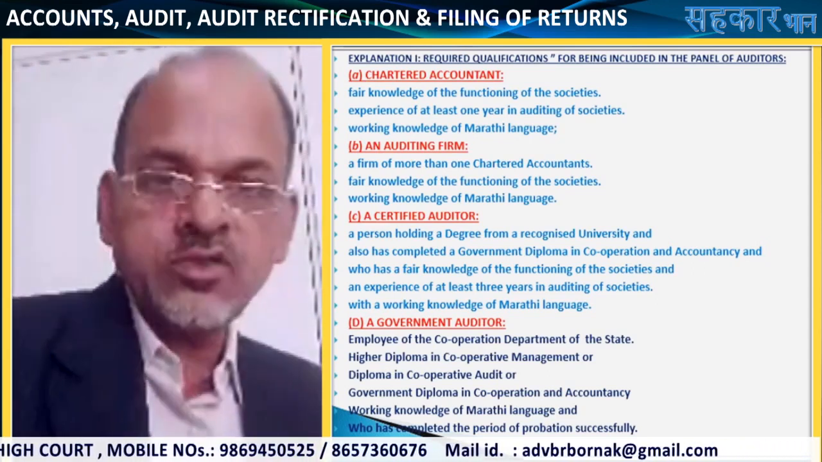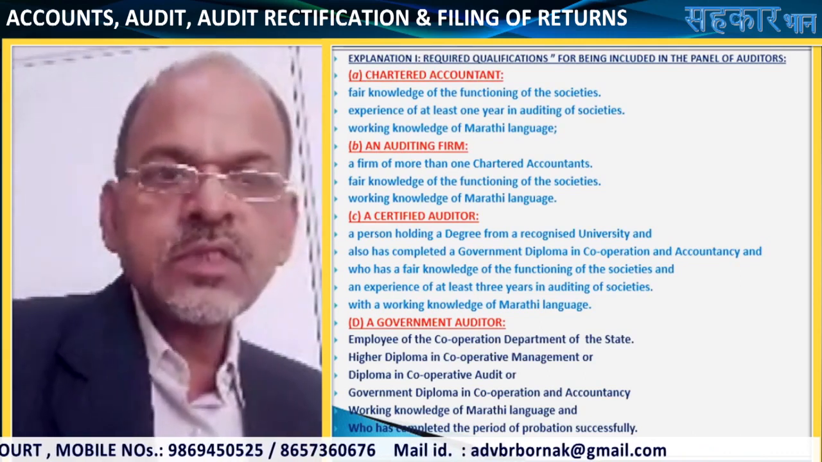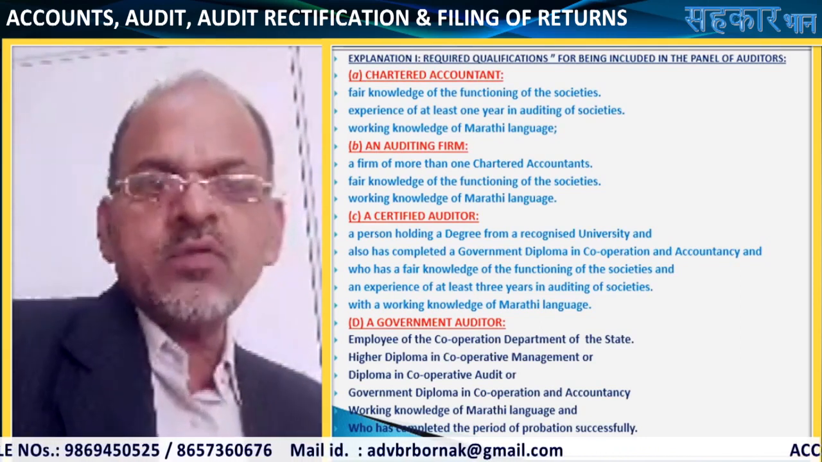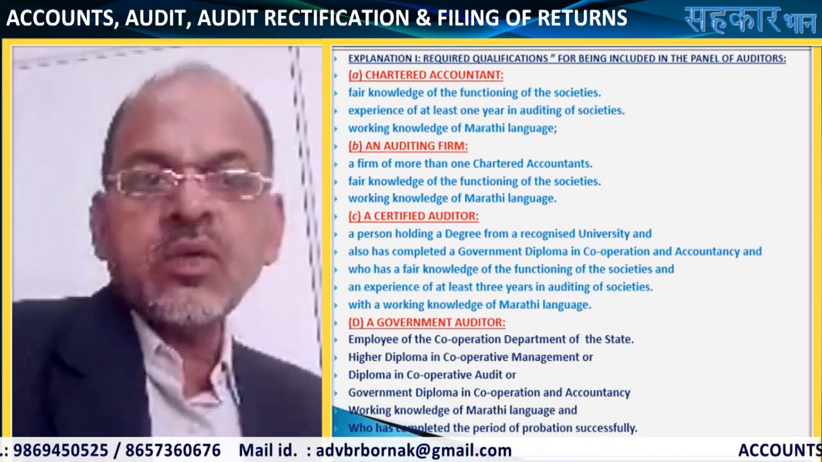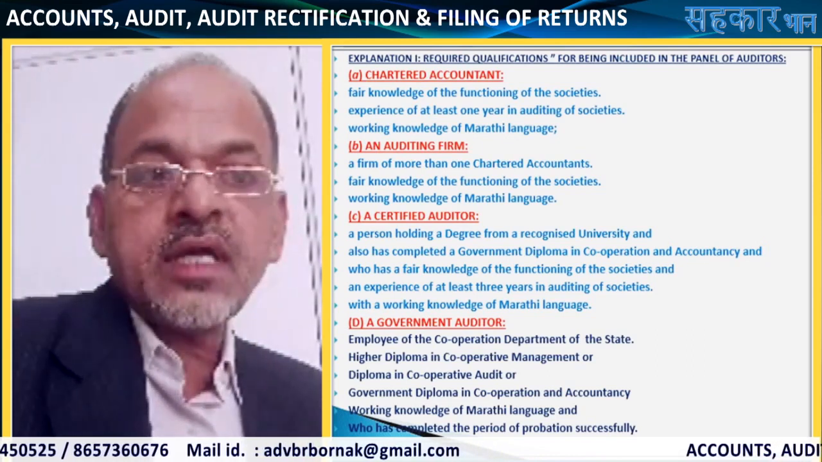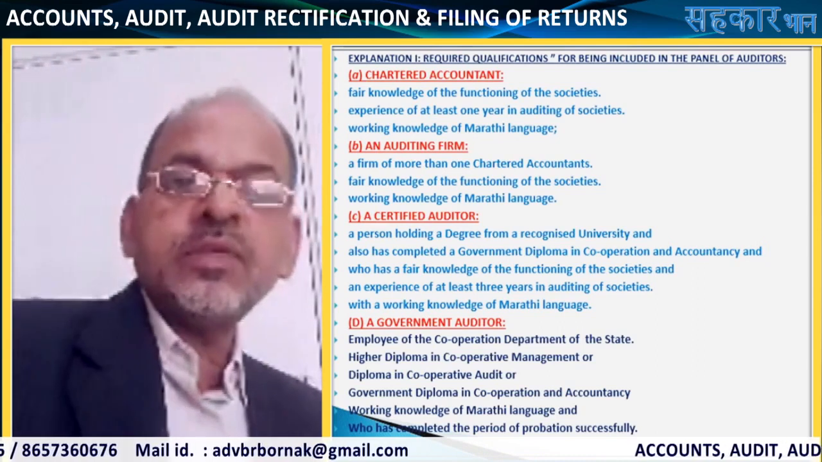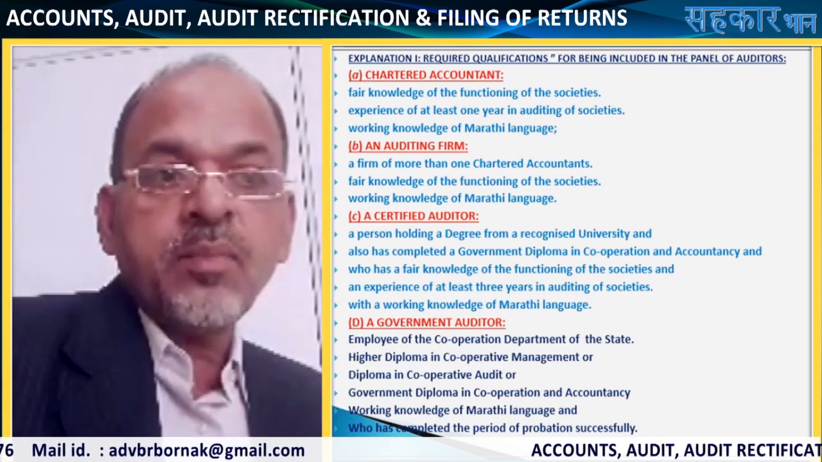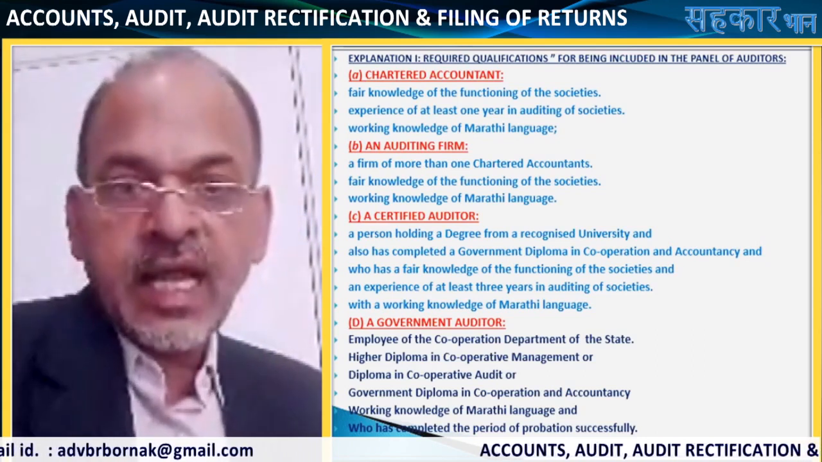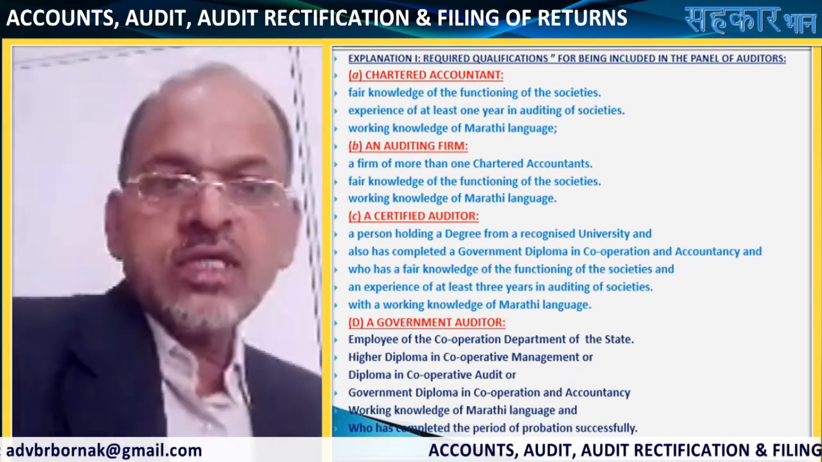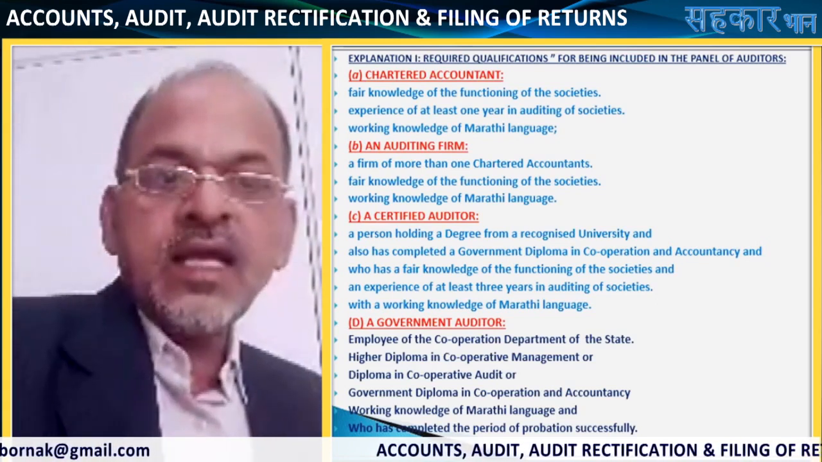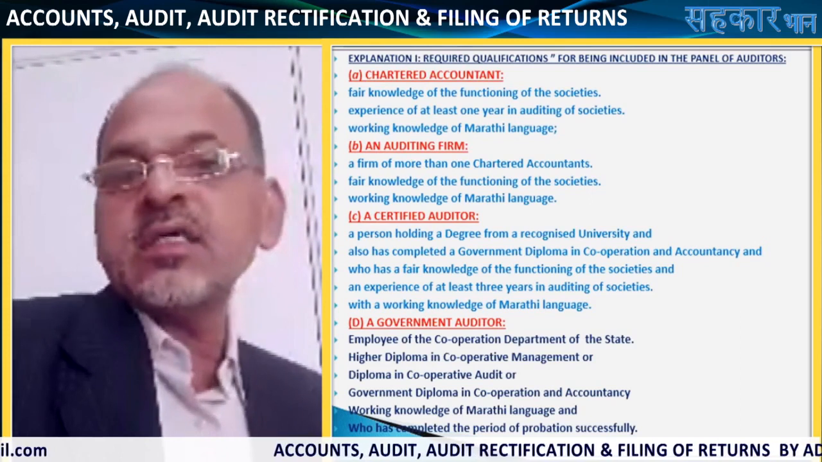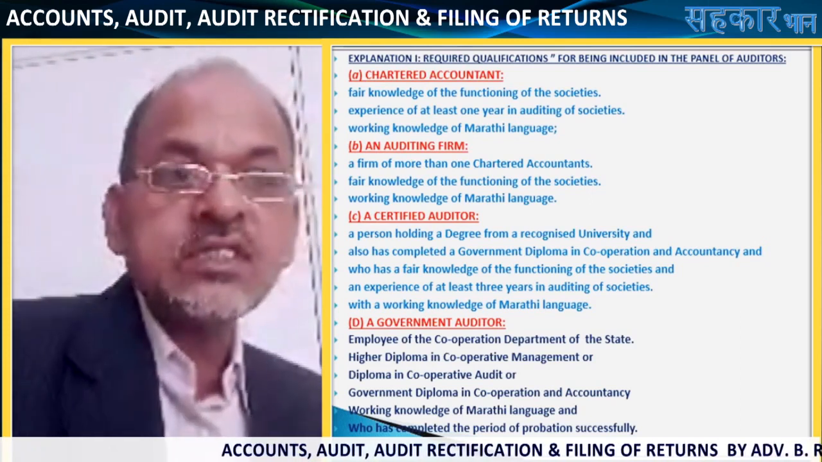The third category, that is of certified auditor. Now in certified auditor, which persons are involved? A person holding a degree from a recognized university, means he must possess a degree. This is the primary qualification, and also has a government diploma in cooperation and accounting, GDC and A, and means degree plus what? GDC and A pass person, and who has fair knowledge of function of the society, who has experience of at least 3 years in auditing of societies.